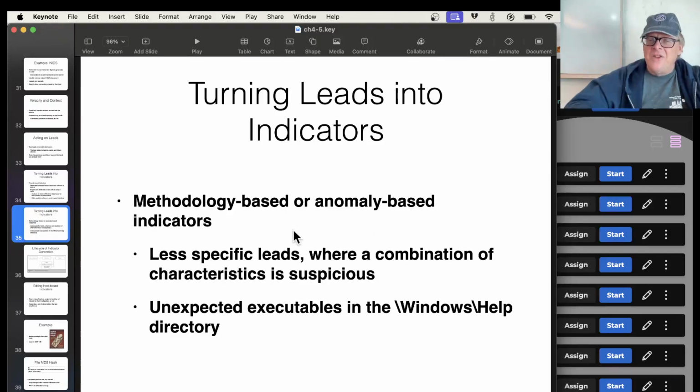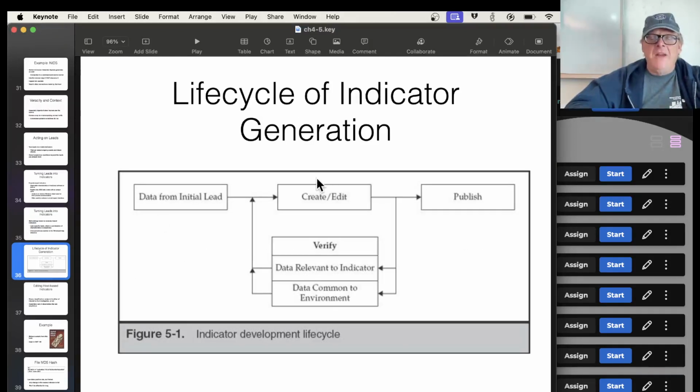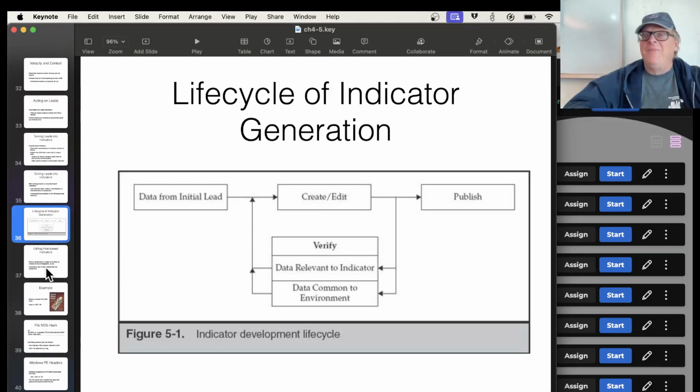So there's methodology-based. There are anomaly-based indicators. There are less specific leads, where it's not as simple as just finding a file. It's just suspicious traffic. And that's something else you might have trouble finding, but there's a life cycle. You get some initial lead, then you create some indicators of compromise, you publish them. First you verify them, then you publish them. That's the life cycle. And then you scan your network for those indicators of compromise, and you find more bad stuff and more indicators of compromise, and you keep going until you're not finding anything new. And then you've found whatever you're going to find.